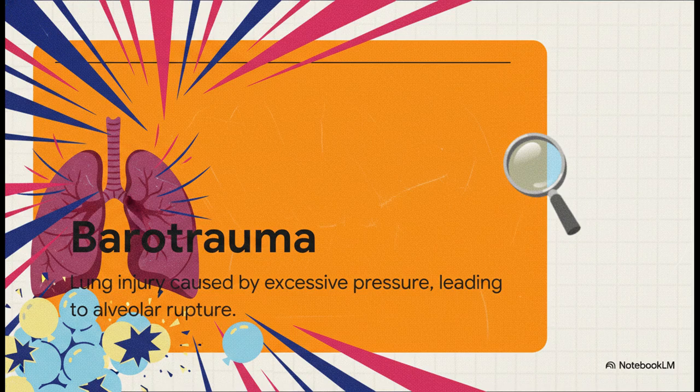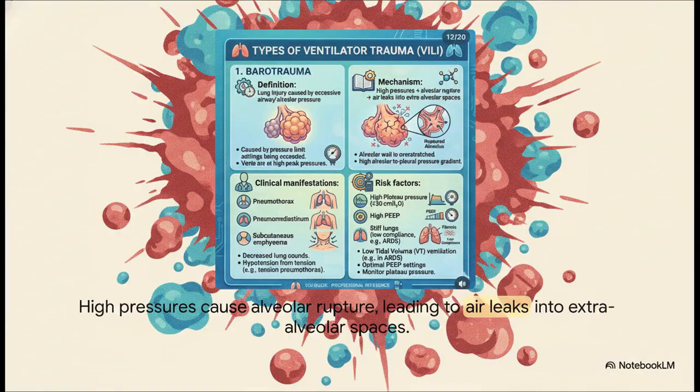First, barotrauma. Baro means pressure, right? So this is exactly what it sounds like. Physical damage from just using too much pressure. It can literally pop those delicate little alveoli, just like overinflating a balloon until it bursts. And you can see exactly what's happening here. That high pressure causes a rupture, and air starts to leak out of the lungs into places it should never be. This can lead to some really serious complications, like a collapsed lung.